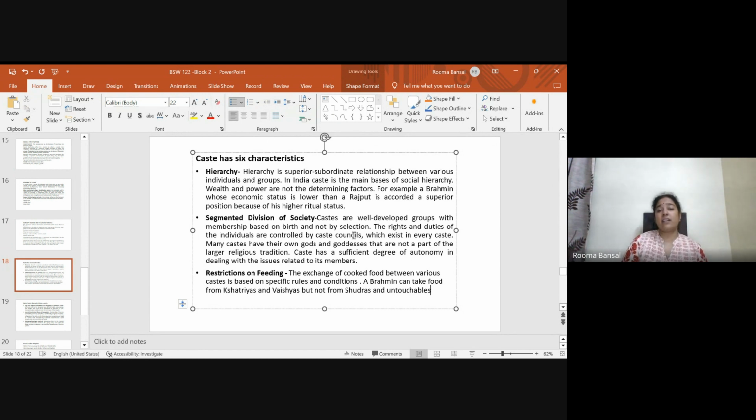Next, restrictions on feeding. Again, it is a very known characteristic of the caste system. The exchange of cooked food between various castes is based on specific rules and conditions. It means a Brahman can take food from Kshatriya and Vaishya, but cannot take food from Shudras and untouchable people. Means they avoid taking food from these communities.